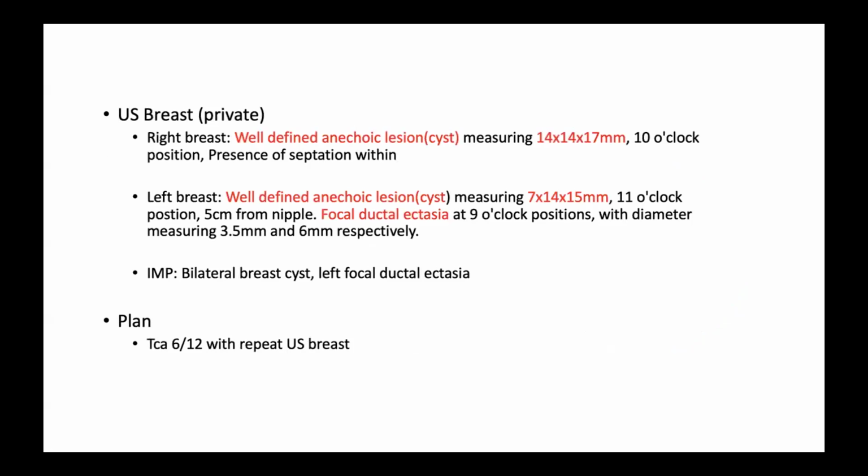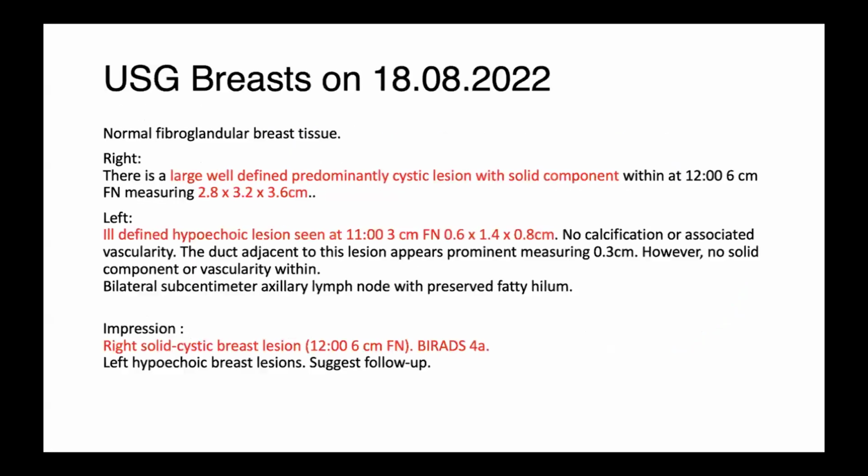So she came with the ultrasound which was done in private, showed well-defined lesions, 1.4 centimeter at 10 o'clock position. Then on the left side, there is a well-defined lesion measuring about 7 times 1.4 centimeter, 11 o'clock position. So impression with bilateral breast cyst and left focal lateral adenosis. Plan to see her in 6 months' time with repeat ultrasound.